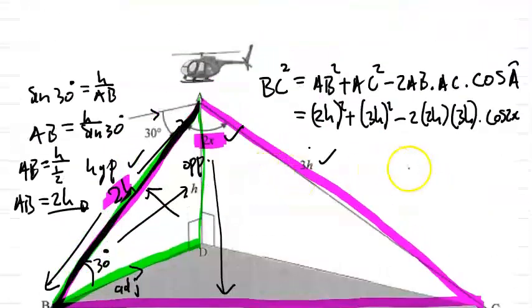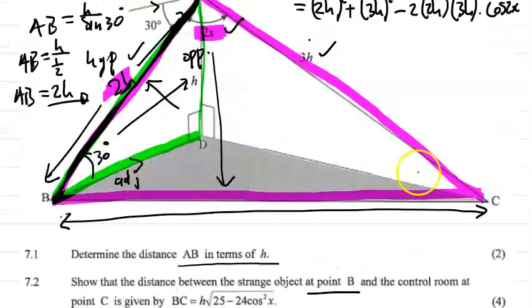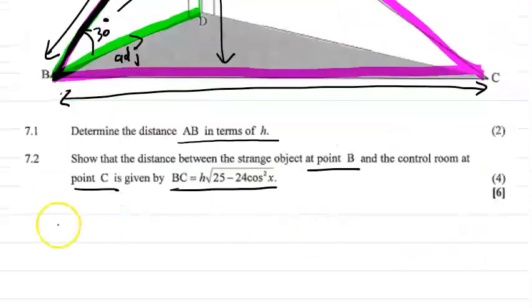So now that we've looked at this problem, let's go and write our solutions down. So 7.1.